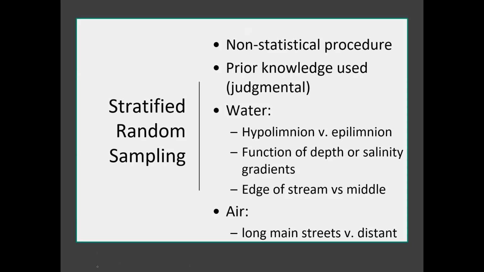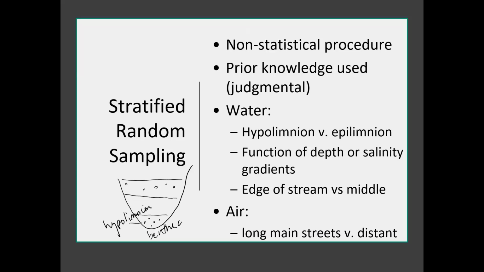So for instance, if you're looking at a water body, we have the epilimnion at the top. We have a benthic zone at the bottom. We have a hypolimnion. We have the mesotroph in the middle. We're sampling within the epilimnia. We're sampling within the hypolimnia. We can sample as a function of depth or a function of salinity gradient. We could sample at the middle of the stream versus the edge of the stream. But you've decided on what the strata is before you go out and you sample.